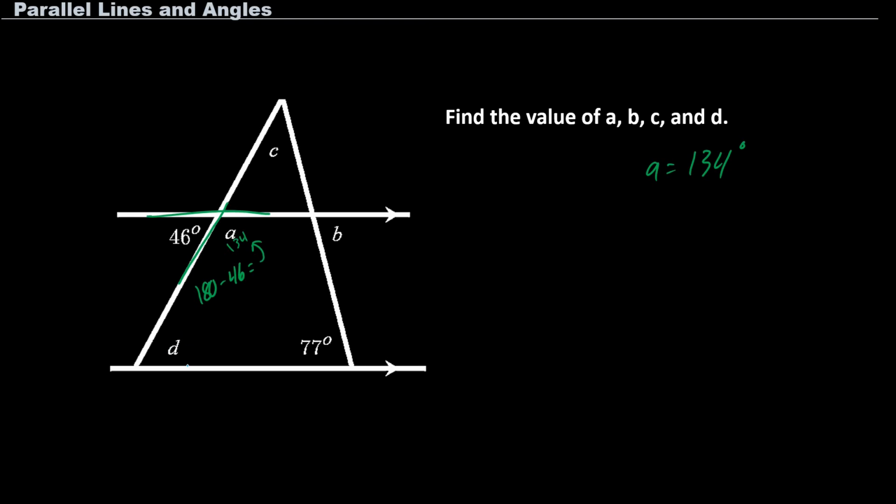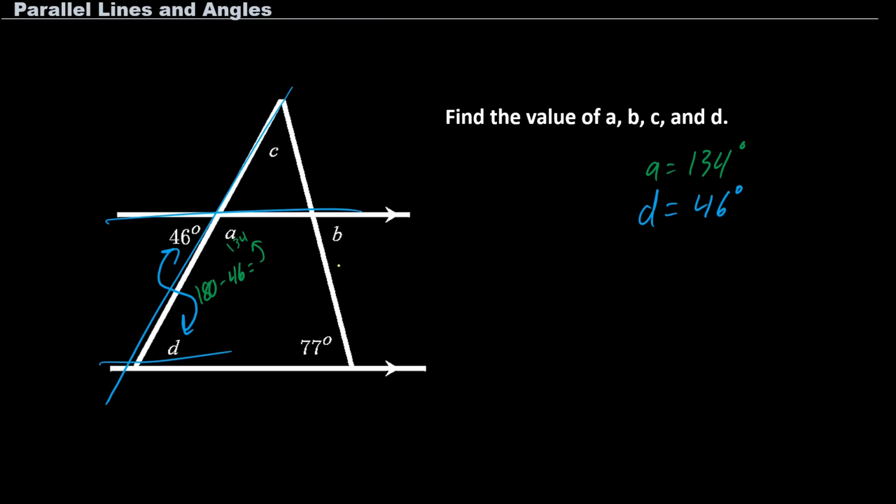Now if we look at D, there's two different ways to get to D. Way number one is we have two parallel lines and a transversal cutting through it. A and D must be supplementary. They are same side interior angles, supplementary. The other way that we could get to it is, again, parallel lines cut by a transversal. 46 and D are alternate interior angles. Either way that you go, D is going to be 46 degrees.